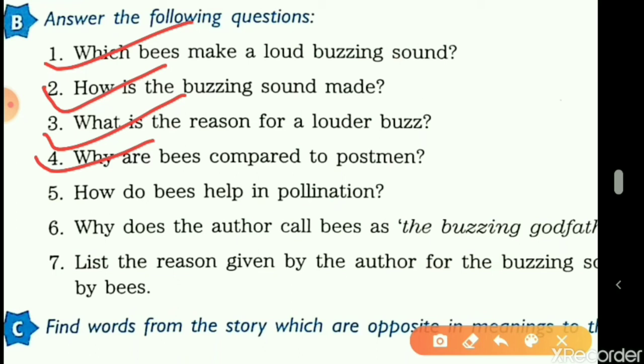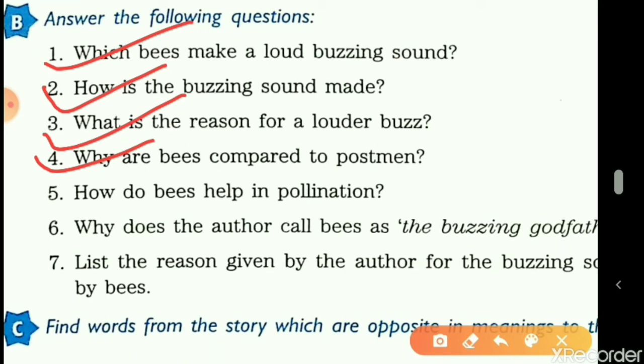Now, question number 5, children. This is a long answer, but if you try to understand this answer, you will easily learn it. How do bees help in pollination? Now, what is pollination, children? Pollination is the transfer of pollen from one flower to another flower.